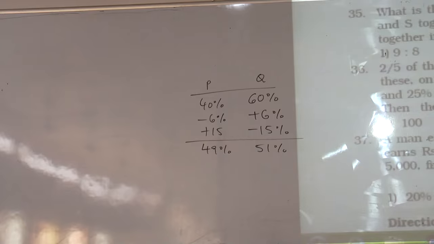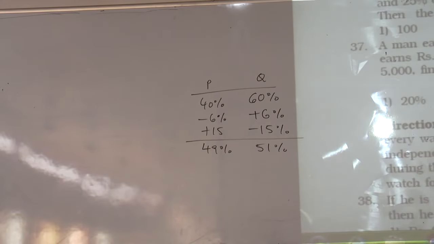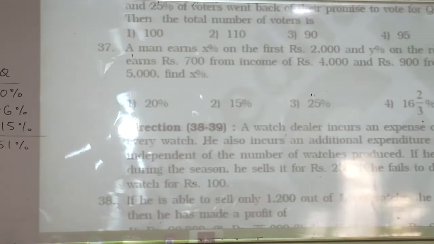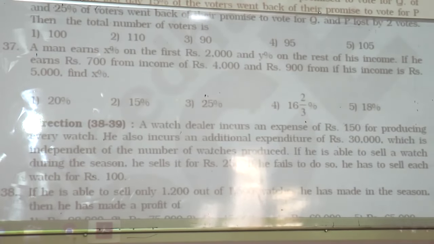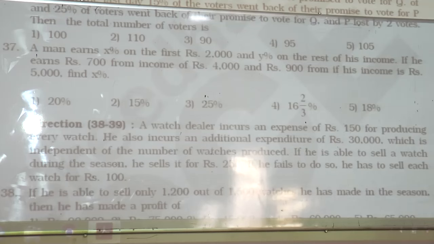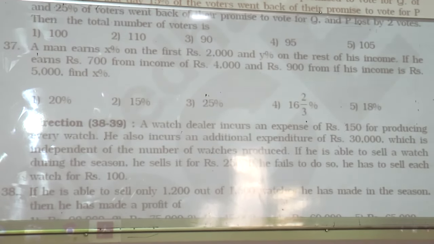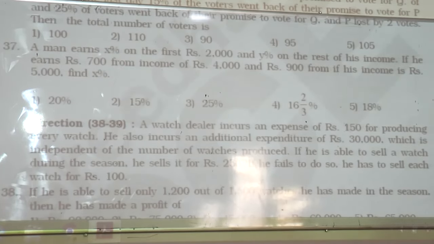Next, 37. A man earns X% on the first 2,000 and Y% on the rest of his income. If he earns 700 rupees from income of 4,000 and 900 rupees from the income of 5,000, find X%.